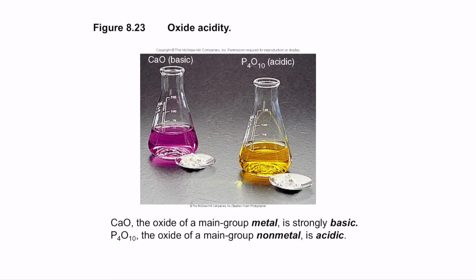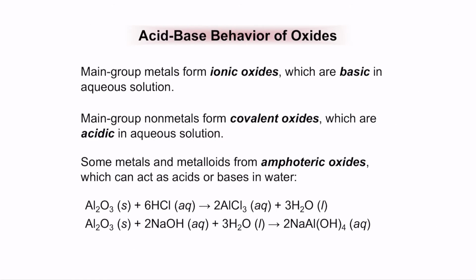Now, in terms of the acidity, when you take calcium oxide, the calcium oxide is the oxide of a main group metal, which means it is going to be strongly basic. And when you have P4O10, the oxide of a main group non-metal is generally acidic. So the main group metal oxide is strongly basic, and the main group non-metal oxide is strongly acidic. This is what we call the acid-base behavior of oxides.